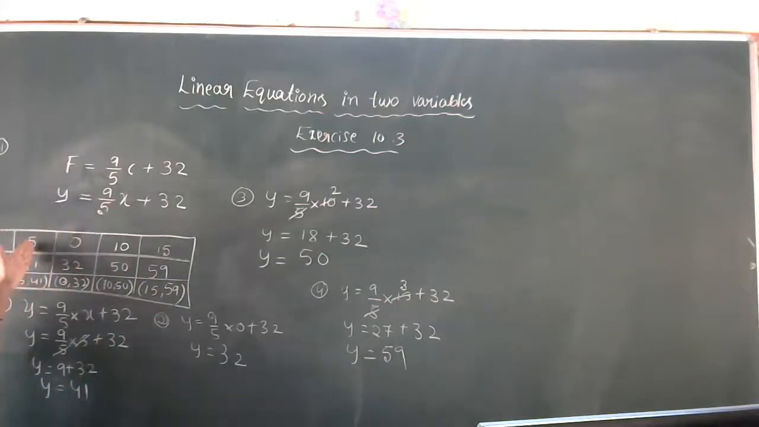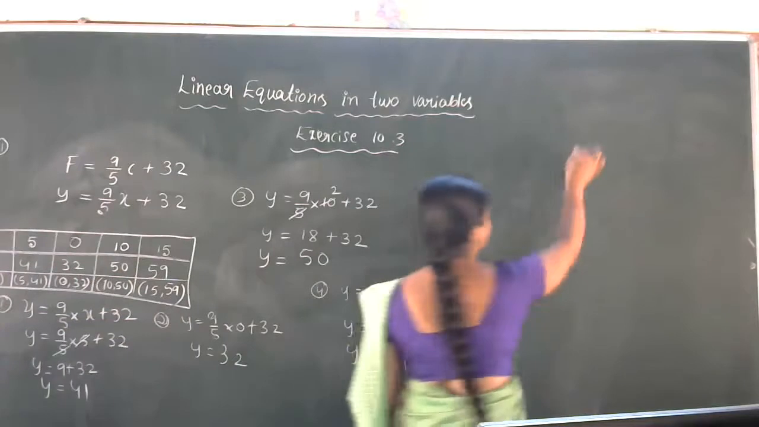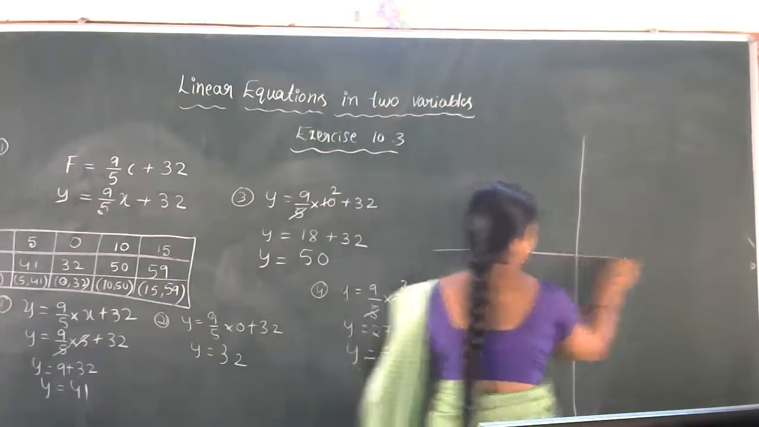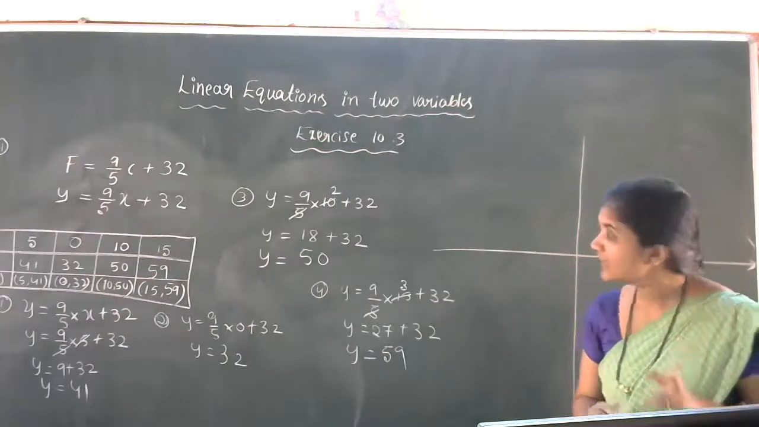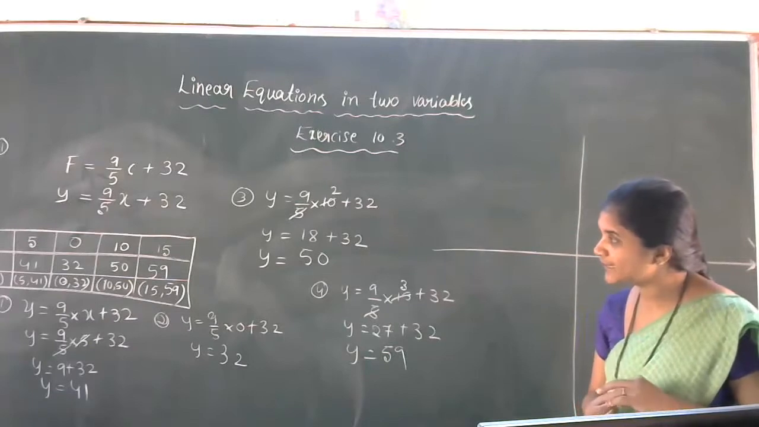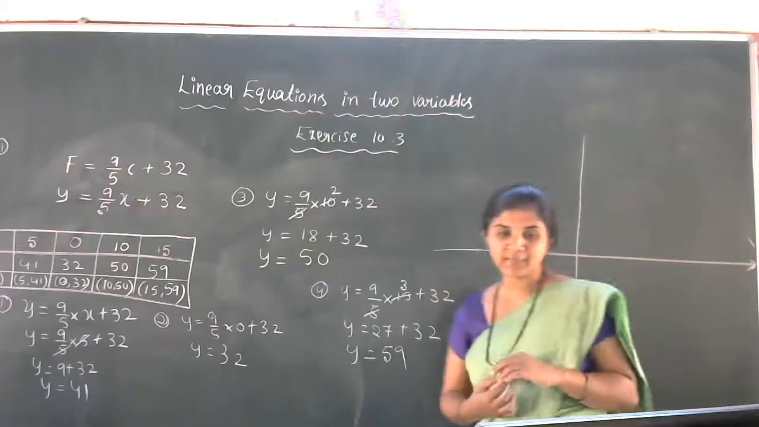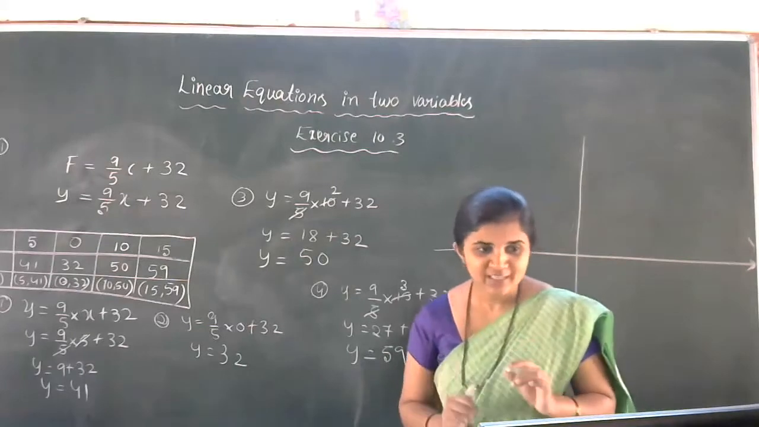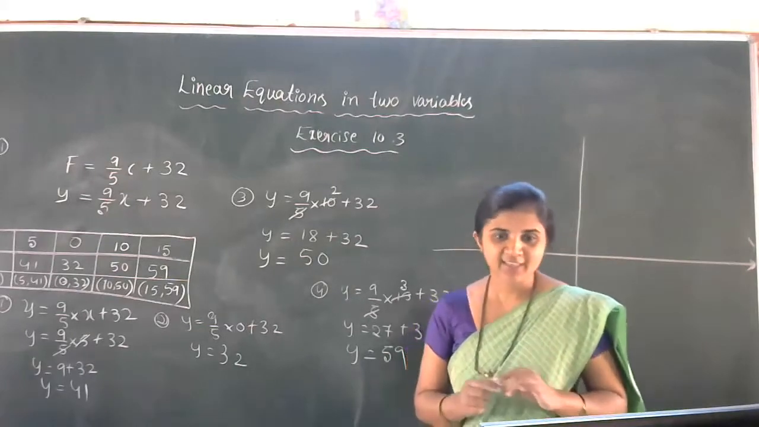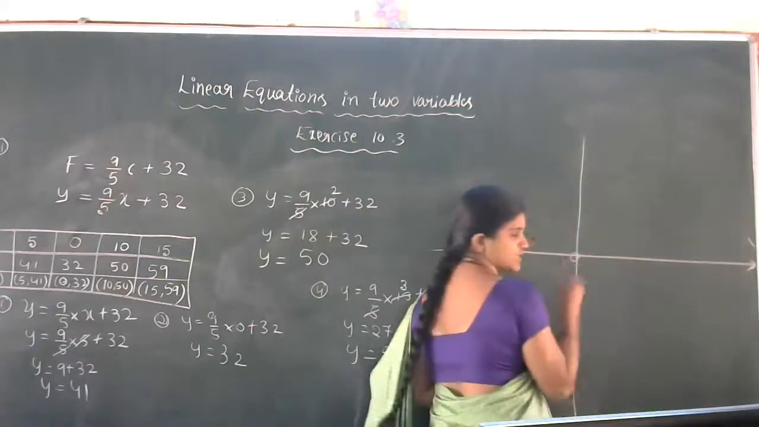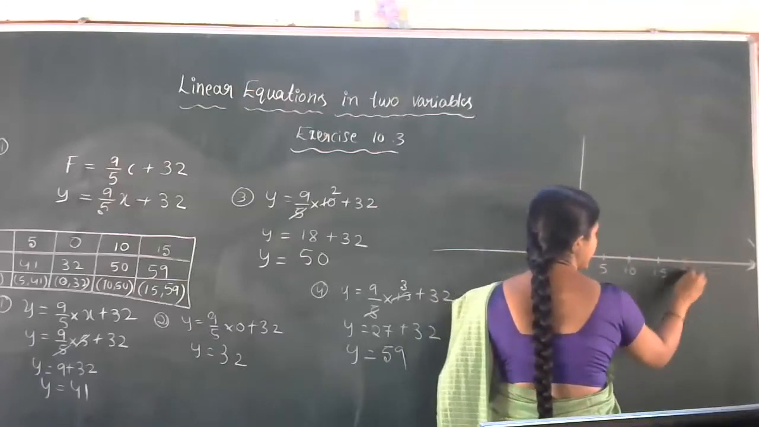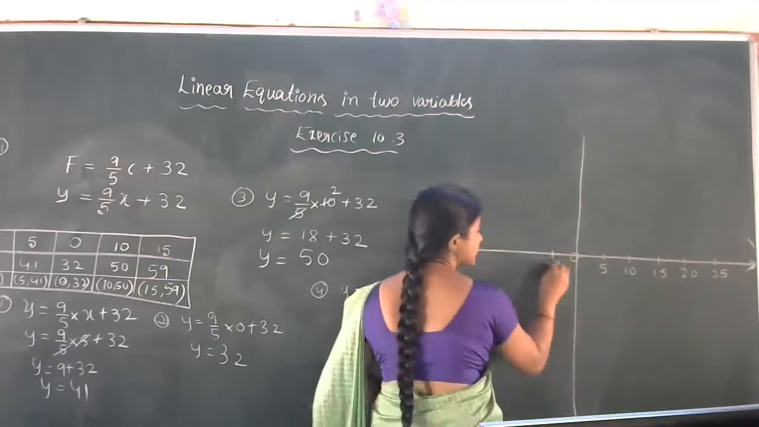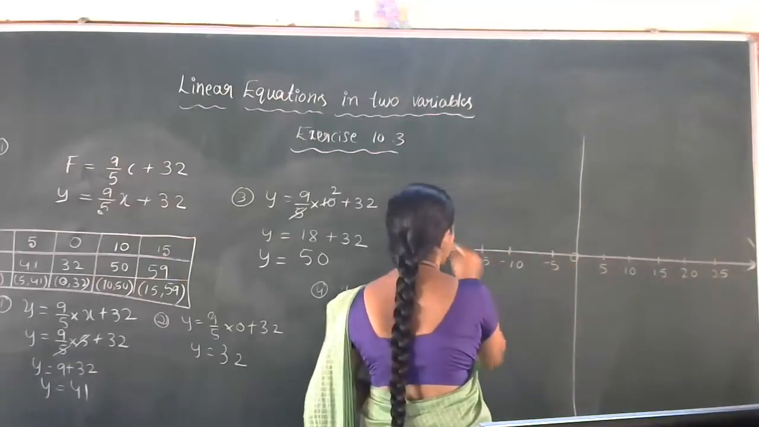So we have 5, 0, 10, 15 for x and 41, 32, 50, 59 for y. So what scale do we have to maintain for this? On the x-axis, 1 centimeter is equal to which value will we take? Let us take 5 units. Let us take a different scale for x and y. So 5, 10, 15, 20, 25, and here minus 5, minus 10, minus 15, minus 20.